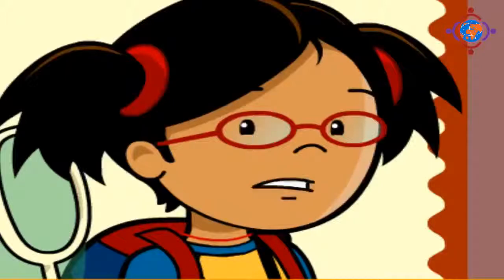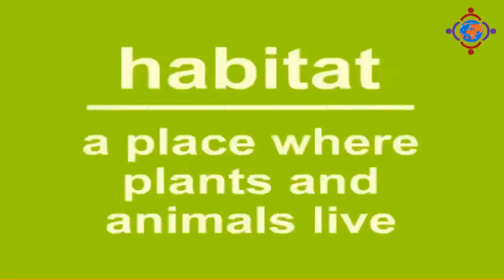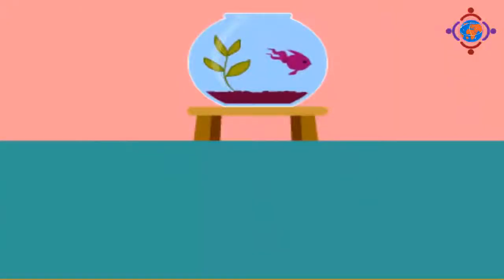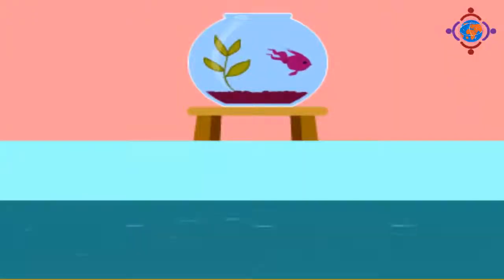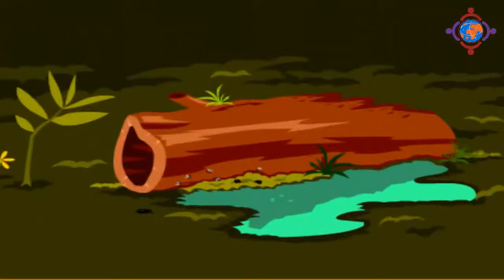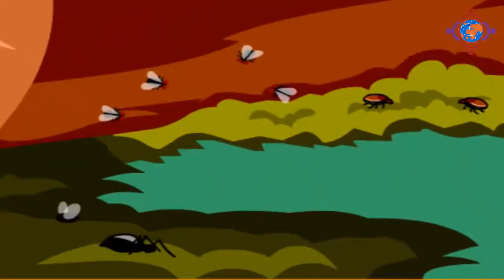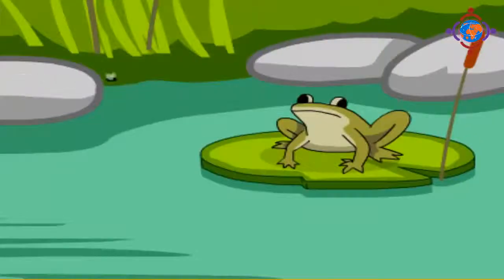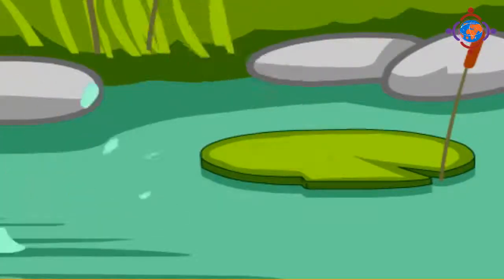What is a habitat? A habitat is a place where plants and animals live. Habitats can be as small as a fish tank or as big as an ocean. Even a dead log can be a habitat for thousands of tiny animals. Plants and animals get everything they need from their habitats, including shelter.